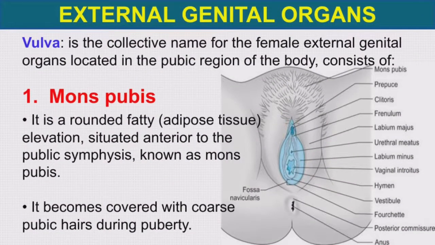Let's come to external organs. Vulva. It is the collective name for the female external genital organs located in the pubic region of the body, consisting of 1. Mons pubis. It is a rounded fatty, adipose tissue elevation, situated anterior to the pubic symphysis, known as mons pubis. It becomes covered with coarse pubic hairs during puberty.